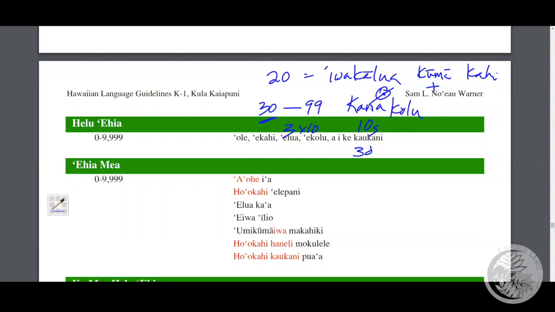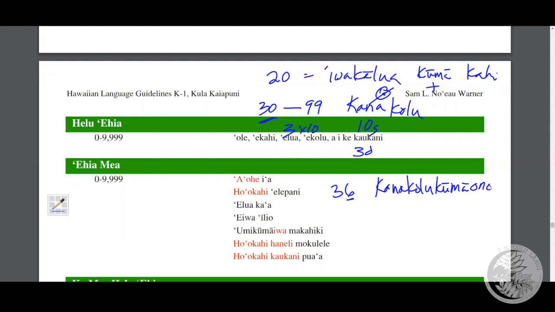If I'm going to express, for example, 36 in Hawaiian, what is 36? Well, it's 3 tens, kana kolu, 3 tens, plus 6, kuma, and that 6 sound, of course, ono.